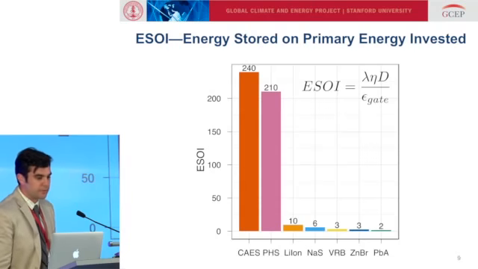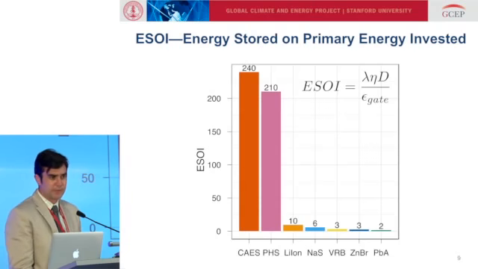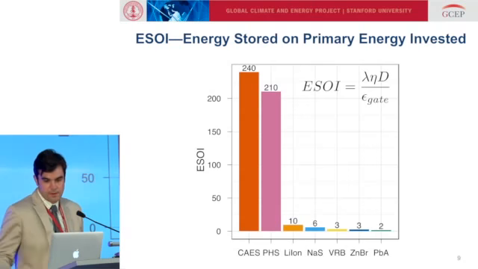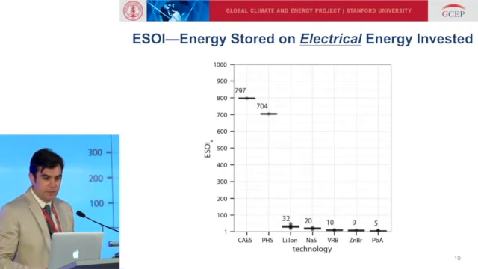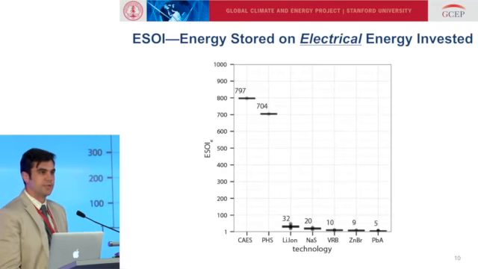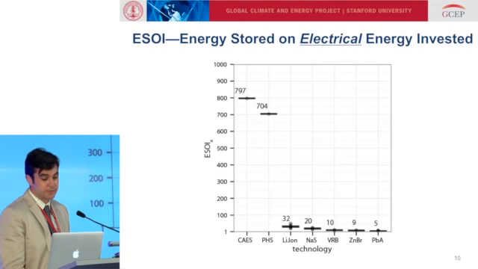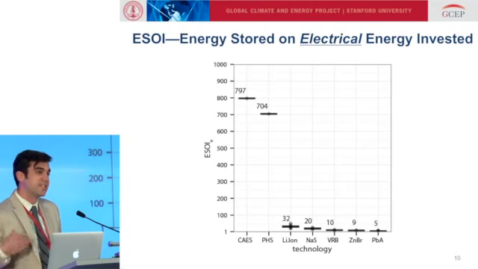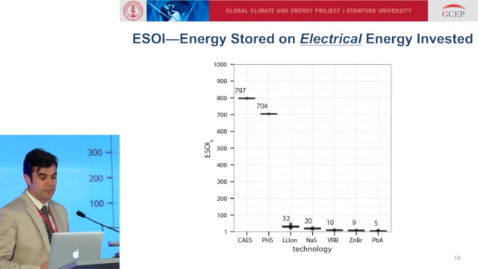And here are the results. You've seen these before. The energy stored on invested values are much greater for geologic storage technologies than they are for battery storage technologies. And we've also calculated this in terms of electrical energy, embodied electrical energy. Electrical energy is higher in quality by about a factor of 3 than primary fossil fuel energy, and so you need to invest less electrical energy. So the ESOI values for these storage technologies are in the relative same position, but they do perform a little bit better if they're manufactured with electrical energy.